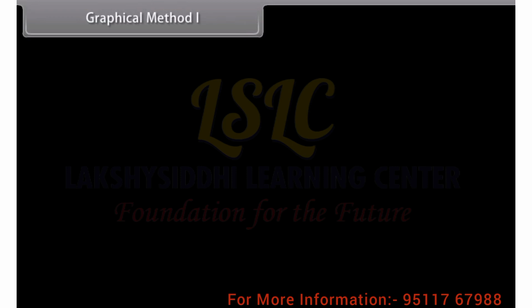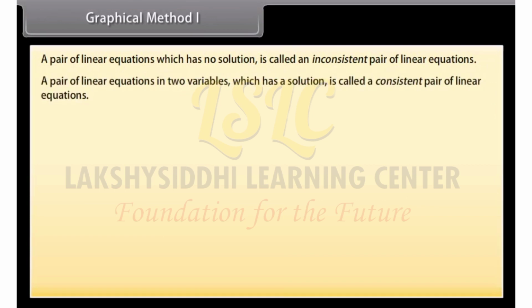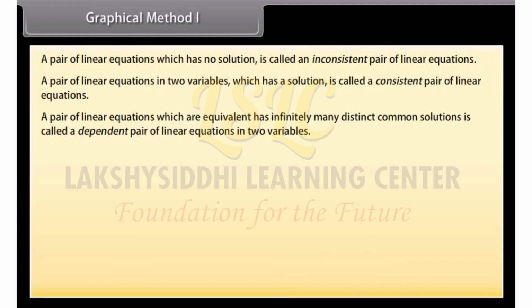Graphical method 1. A pair of linear equations which has no solution is called an inconsistent pair of linear equations. A pair of linear equations in two variables which has a solution is called a consistent pair of linear equations. A pair of linear equations which are equivalent and has infinitely many distinct common solutions is called a dependent pair of linear equations in two variables. A dependent pair of linear equations is always consistent.